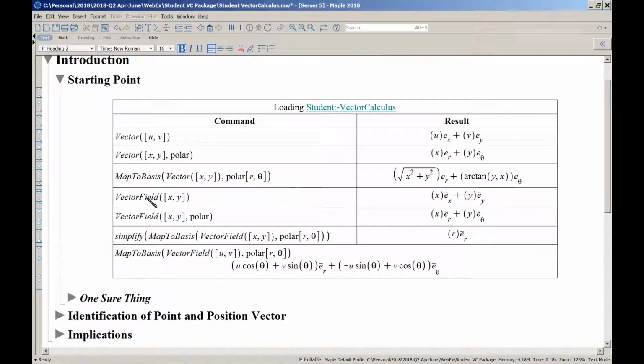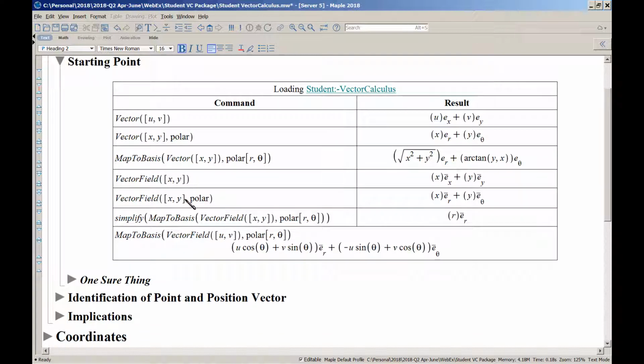So you try poking around with this thing called a vector field. And now the vector field comes back with e sub x, but it has a bar on it. And e sub y has a bar on it. So this does not have a bar. This has a bar. Let's try making a vector field in polar coordinates. Well, you get an e sub r bar and an e sub theta with a bar. Things aren't getting any clearer.